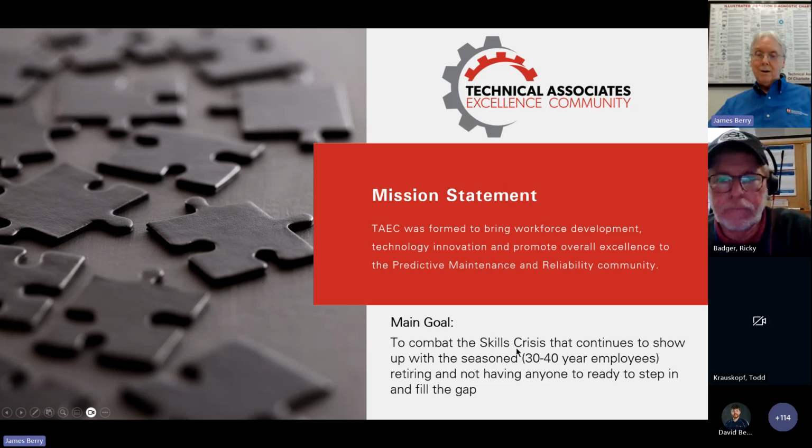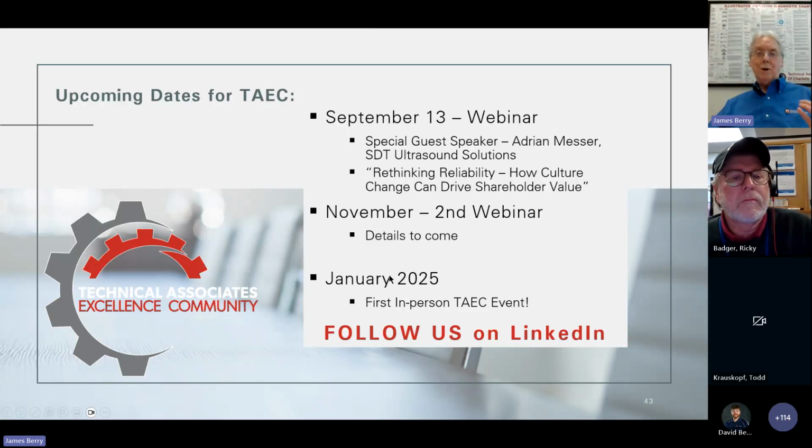People are retiring. They're 30 to 40 year employees, they're retiring and they're not being replaced by people that have that same skill and knowledge of how to truly repair machines, reliability people, reliability engineers, and those involved with condition monitoring programs. That's just not happening.